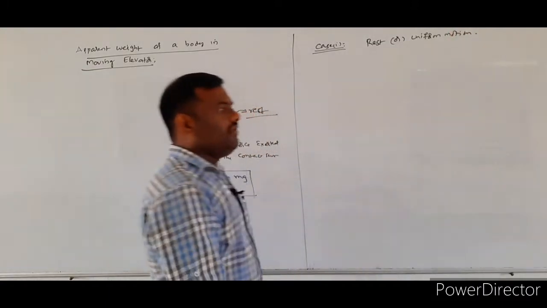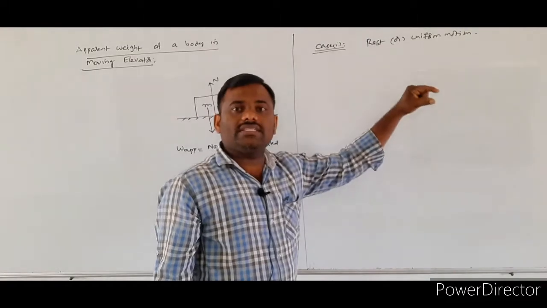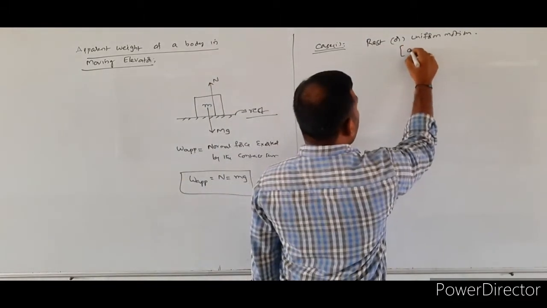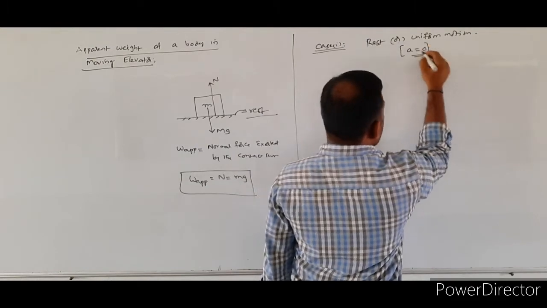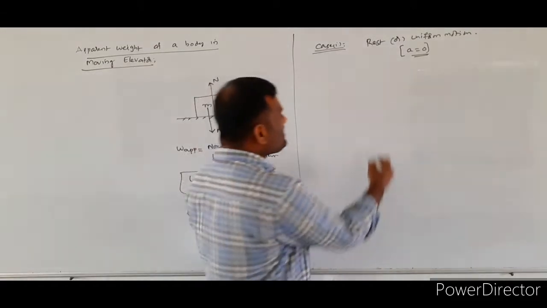Already we told, whenever a system or object is either at rest or in uniform motion, the acceleration of the system is equal to 0. Acceleration of the system is equal to what? 0. Now I consider an elevator.